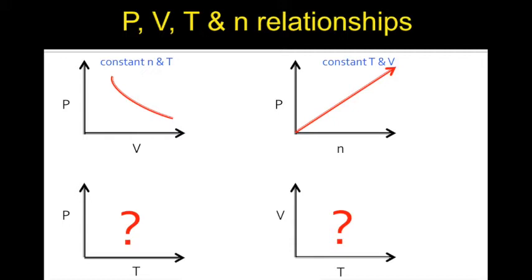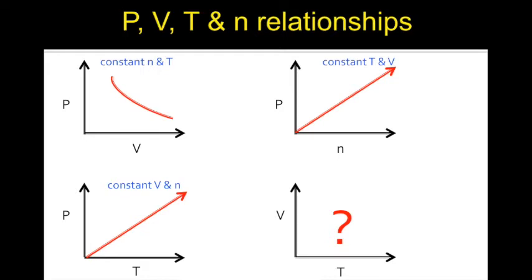The third part of the lab is where we held the volume and the amount of particles constant in that sealed flask. And we started with really hot water and we cooled it down and we watched the pressure go down. So we noted that as the temperature went down, the pressure went down, and as the temperature went up, the pressure went up.